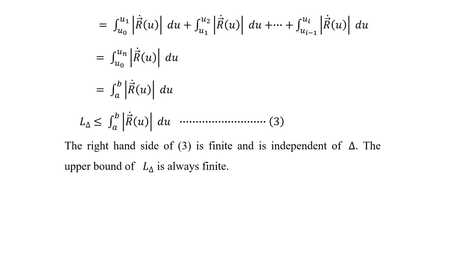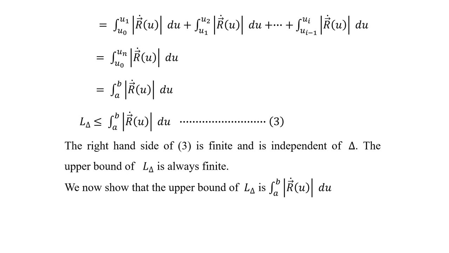So that is L delta is less than or equal to the integral from a to b of mod r dot of u du. What does this equation say? In this equation, the right-hand side of (3) is finite and independent of delta. So the upper bound of L delta is always finite. Now we are going to show that the upper bound of L delta is the integral from a to b of mod r dot of u du.